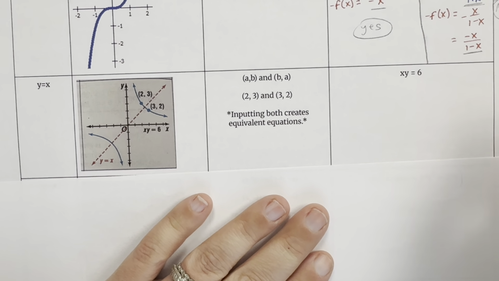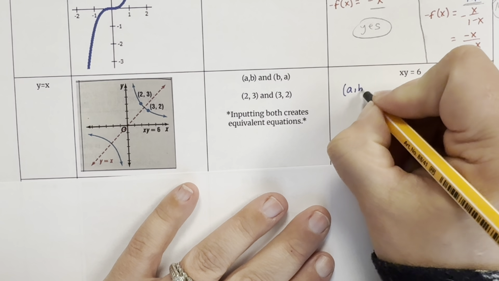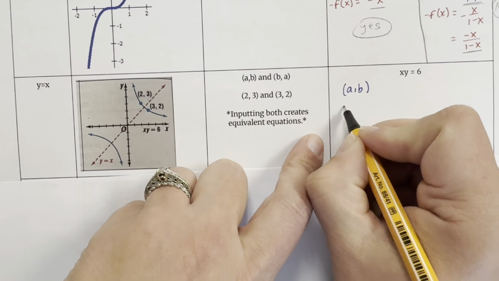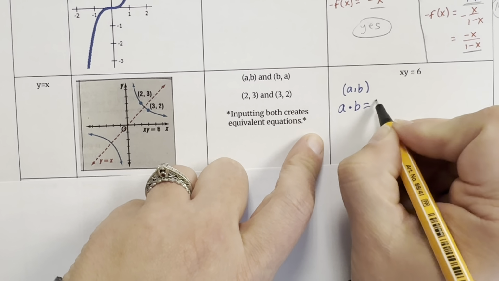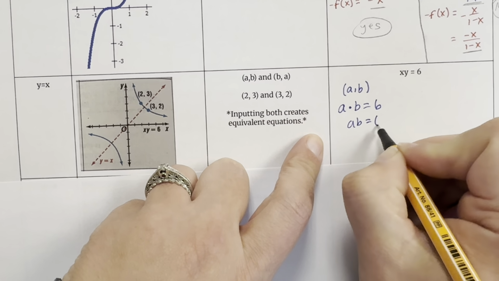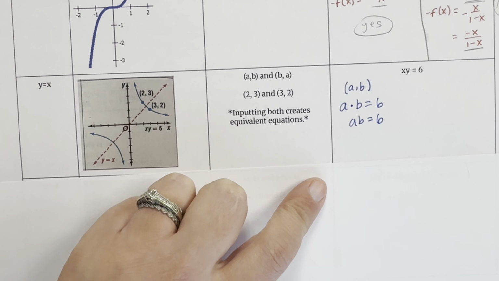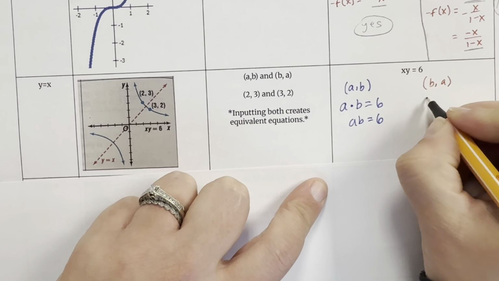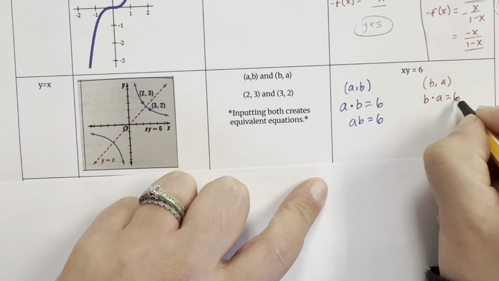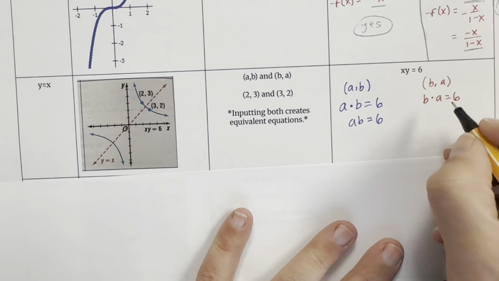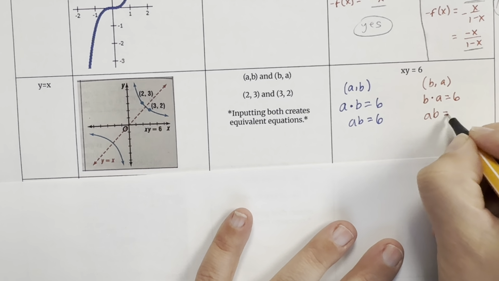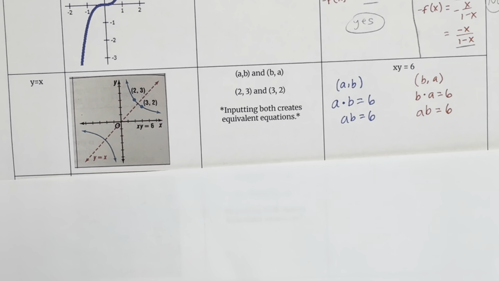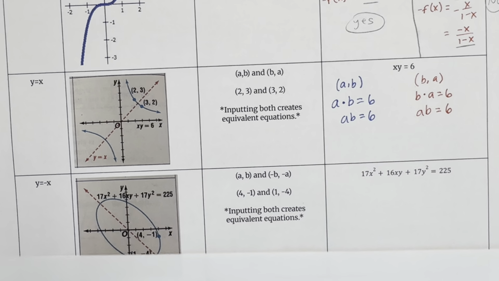So we know the answer should be yes, but let's just take a look at that test and see algebraically what that looks like. So if I plug in (a, b), I'm going to end up with a times b equals 6, or ab equals 6. And if I plug in (b, a), I will have b times a equals 6. And we know that we can just reorder multiplication, so that would be ab equals 6. And you'll notice they're the exact same. So yes, this is symmetric over y equals x, which makes sense.